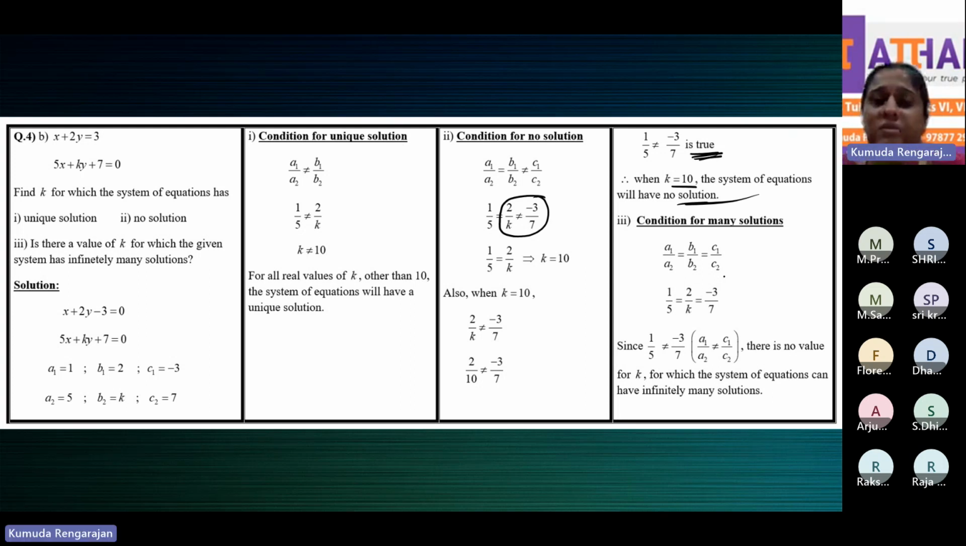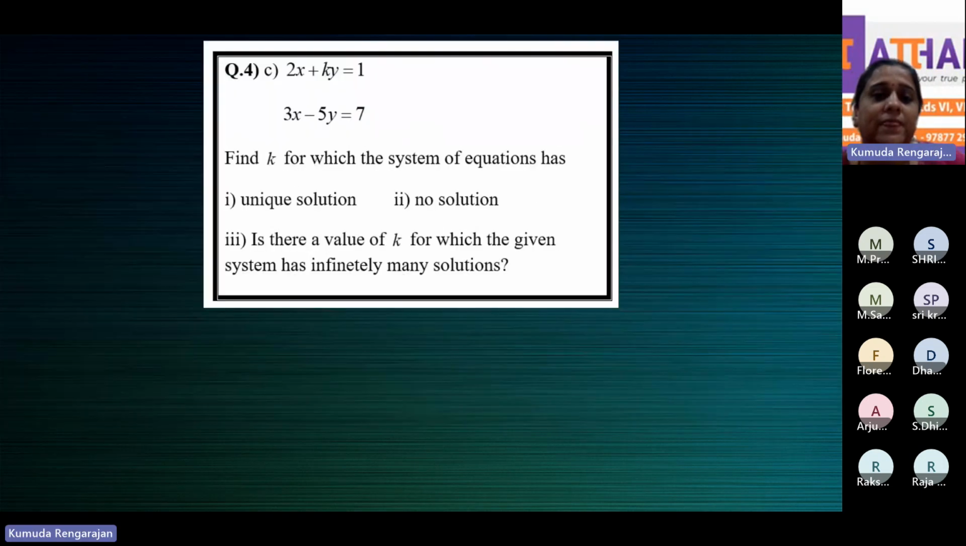And then the last one, many solutions. Write the condition, substitute the values. And I told you straight away, there is no value of K for which the system of equations can have many solutions. Okay, this is a test now. Work this, children. Take down the question and work the answer.